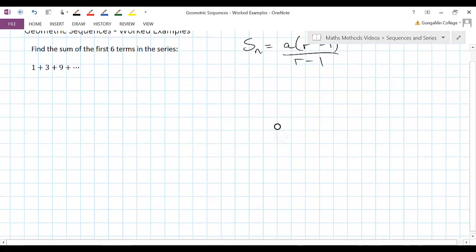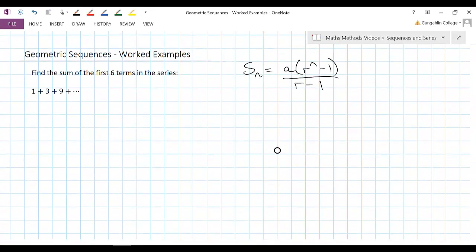Some textbooks will ask you to learn both of them and then expect you to use one in some cases and the other in other cases. Really, you only need this one. The only advantage to learning both of them is sometimes it'll save you from having to deal with a negative, but I think you can handle that. They're not too bad to deal with. So this is our sum to n terms formula.